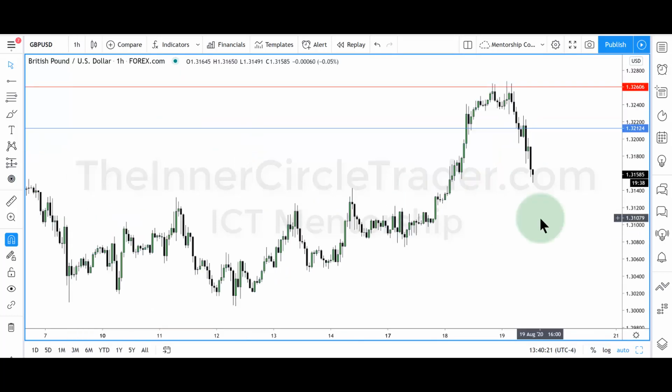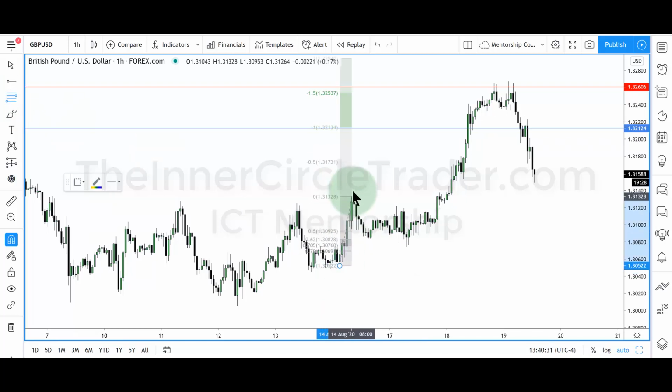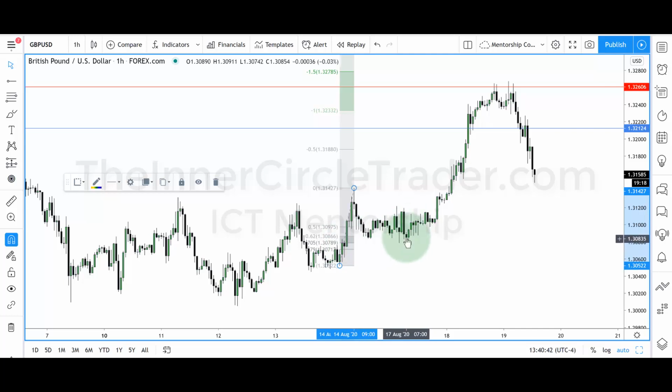Hourly chart. Price runs up. Here's a beautiful optimal trade entry right in here. Fair value gap. Okay. Optimal trade entry. Bullish order block. Fair value gap. Sell side liquidity. Trades down into it here.